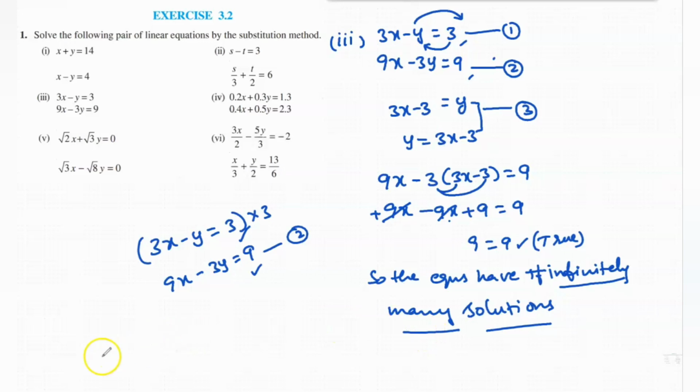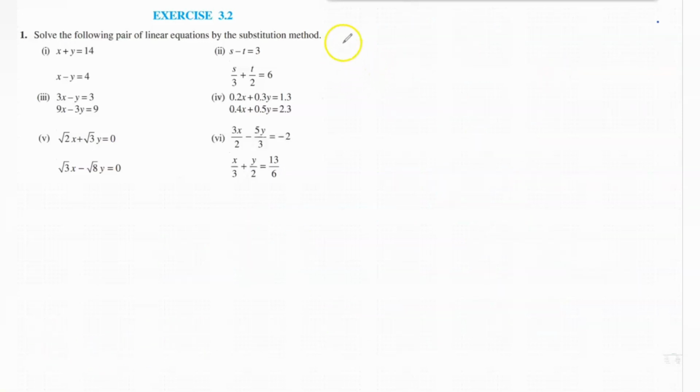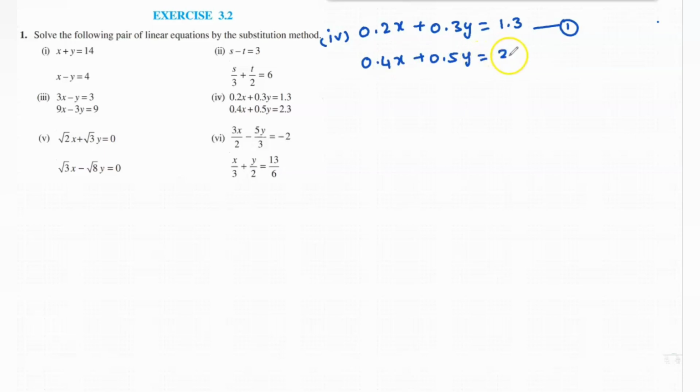Okay. Right. Coming to question number 4. 0.2x plus 0.3y is equal to 1.3. This is equation number 1. And the second equation, 0.4x plus 0.5y is equal to 2.3. This is the second equation.